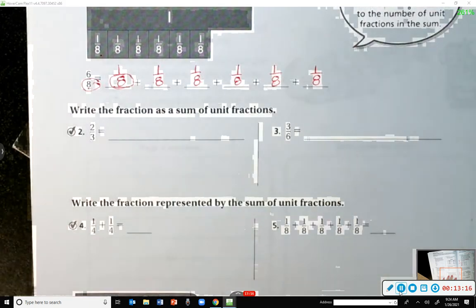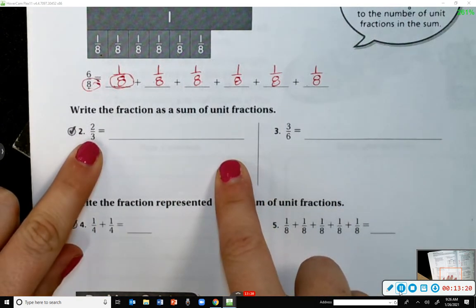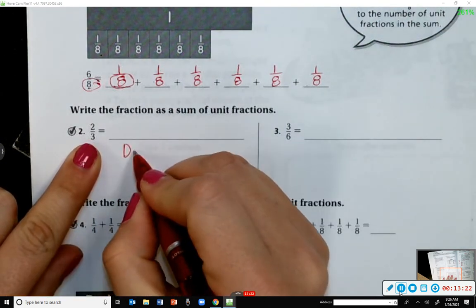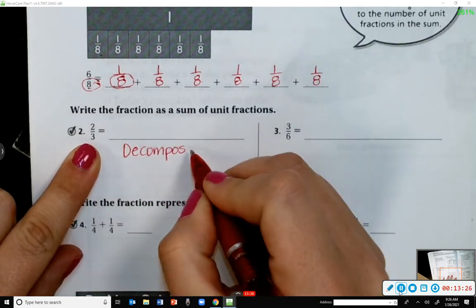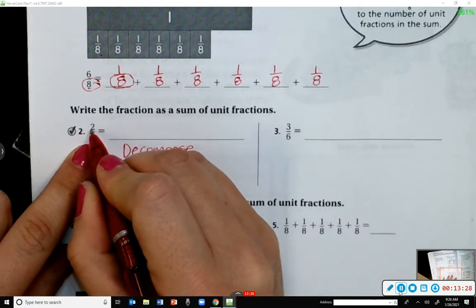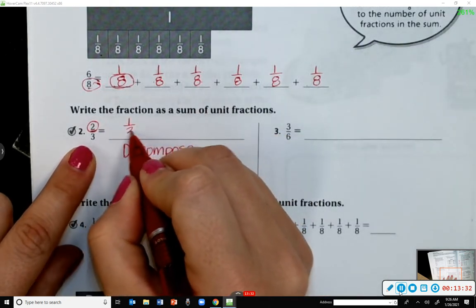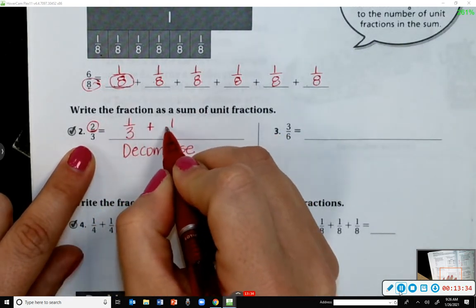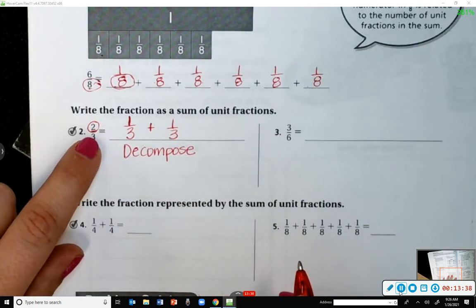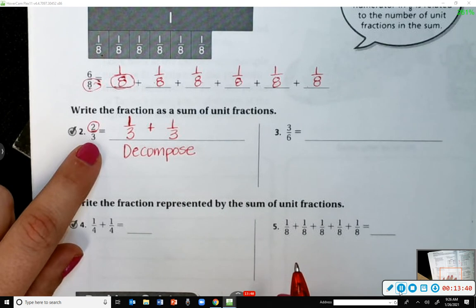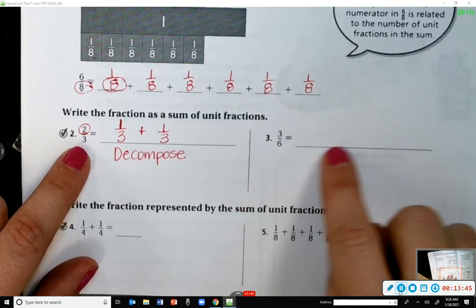Okay, if we're taking 2/3 and breaking it down, what is that called? Decomposing. Yes, we decomposed. So if it's 2/3, then I need to have 2 unit fractions. 1/3 plus 1/3, because 1 plus 1 equals 2. The denominator stays the 3, right? Does not change.